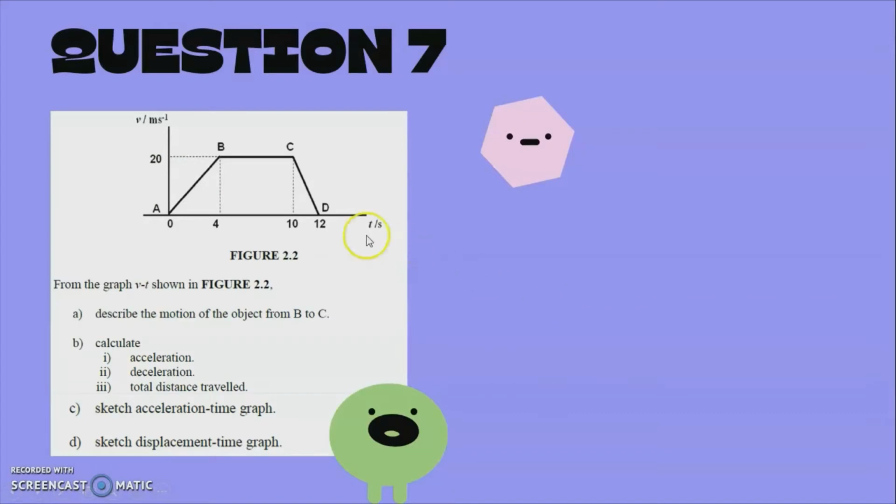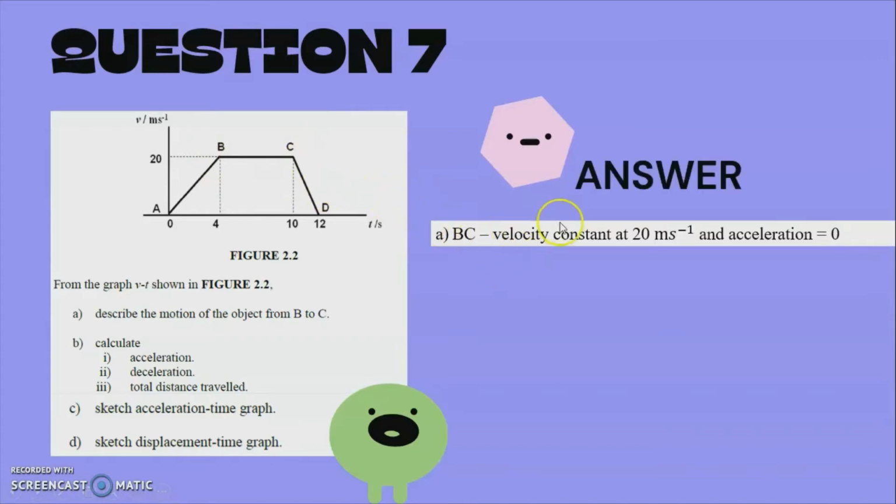Next, question 7. Give you a VT graph, and then it asks you for part A to describe the motion of the object from B to C. So we just focus on B to C. So B to C, VT is constant. Okay, so tulislah benda tu. Velocity is constant at what value?